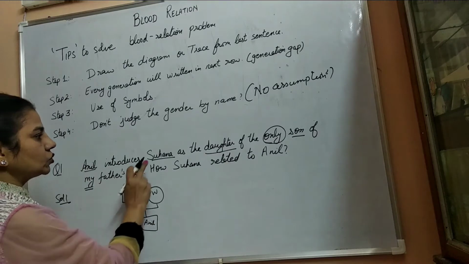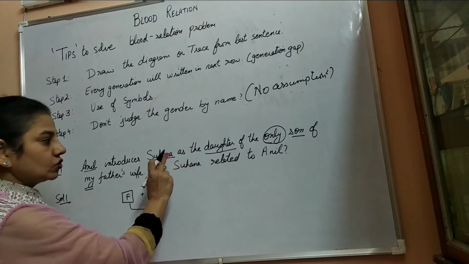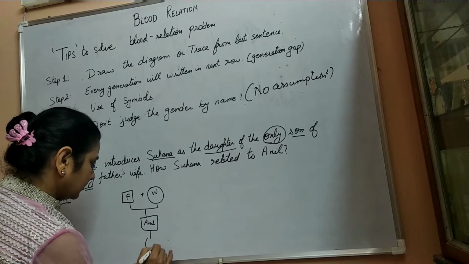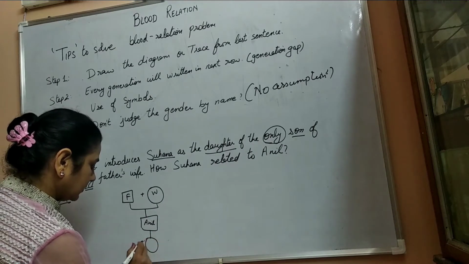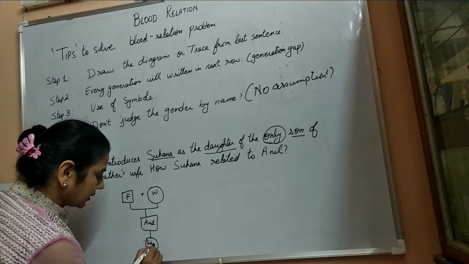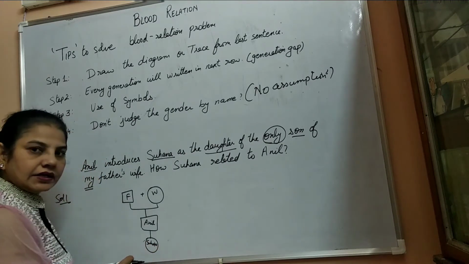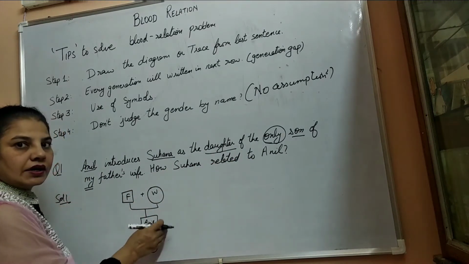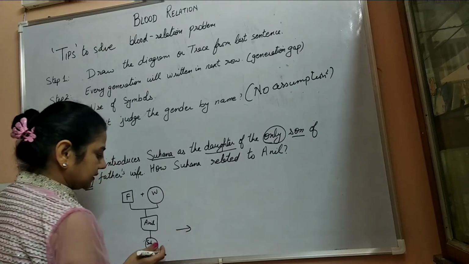Now Anil introduced Suhana as daughter. So since she's a daughter, I have put in the circle Suhana. Suhana is a daughter. Now how is Suhana related to Anil? What is the relation of Suhana and Anil? We can say that clearly, it is very clear.